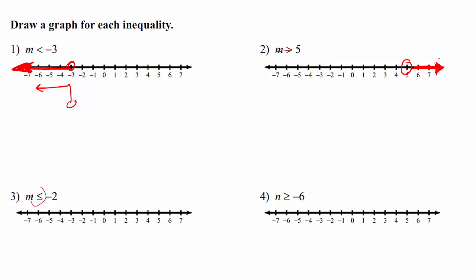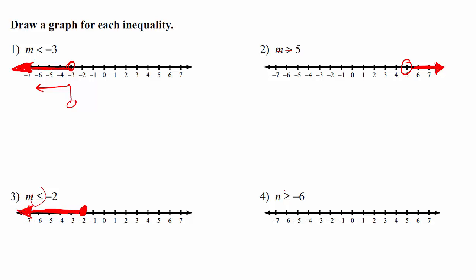So now that means I put a filled in circle at -2. And then I have to say, okay, which way am I shading? If I think of it like an arrow, then that arrow is pointing to the left. Or if I think, where are my numbers less than -2? That also is to the left. So I'm going to shade to the left.